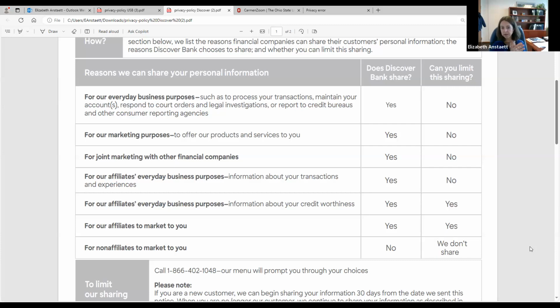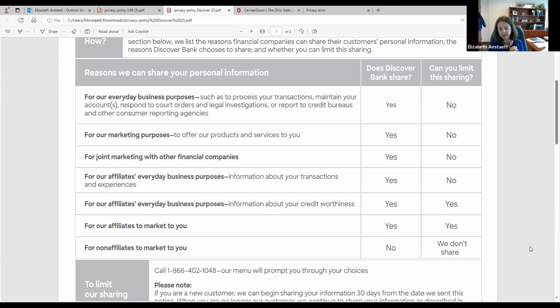They can share it with their affiliates, and that can't be prevented. Then the second category with the affiliates and the everyday business purpose is information about your creditworthiness. As we will talk about more in the next module, that essentially means your credit report. And that, under the FCRA, you can prevent. So you see it says, can you limit?